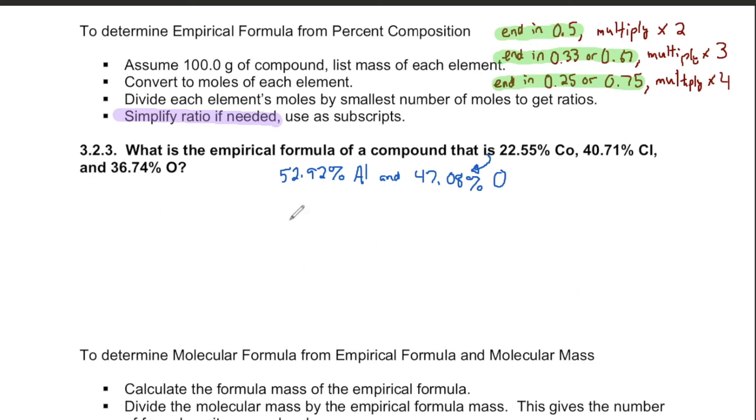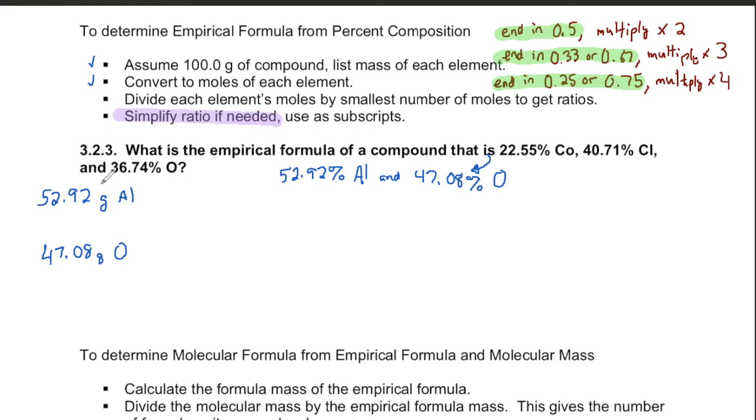All right, so let's do this compound that is 52.92% aluminum and 47.08% oxygen by mass. So our first step is to assume that we have 100 grams of the compound. So if we had 100 grams of this compound and 52.92% is aluminum, then that would mean that we have 52.92 grams of aluminum. So that's an easy way to start working with grams. And the other 47.08 grams would be oxygen.